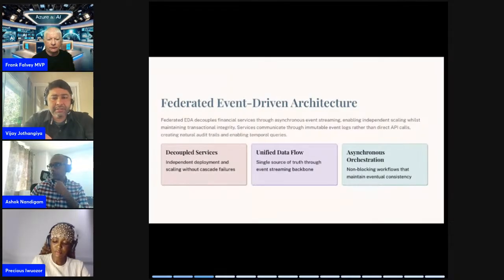Now, to address this limitation, if we shift to federated event-driven architecture, instead of services calling each other synchronously through API, could be REST API and somewhere some socket connection and all, services publish immutable domain events to a distributed log. Other services consume those events asynchronously. This introduces 3 major advantages.